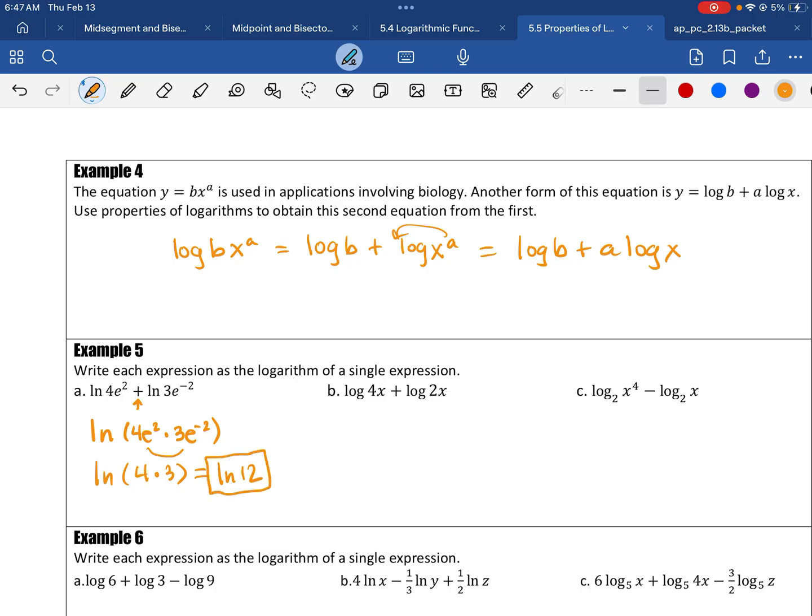Okay, the next one's another plus, so we're going to multiply it together. 4x times 2x, that would be log of 8x squared. And we're condensing, so we don't need to move any powers or anything. Okay, this one's a minus, so it's going to be a divide, a fraction. We're going to go log base 2 of x to the 4th over x. X to the 4th over x, though, that's going to reduce down just to x cubed.